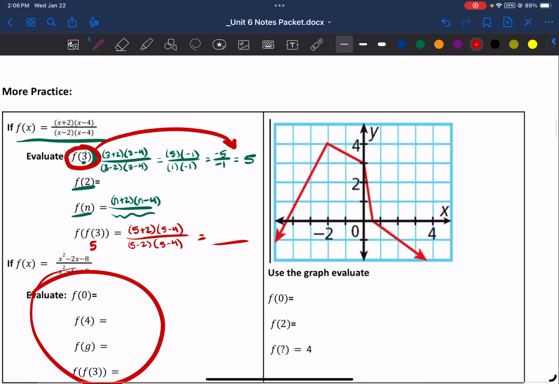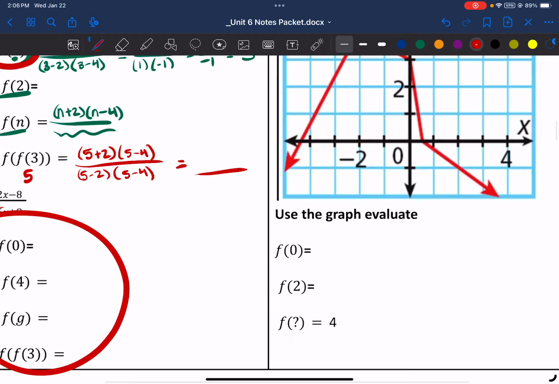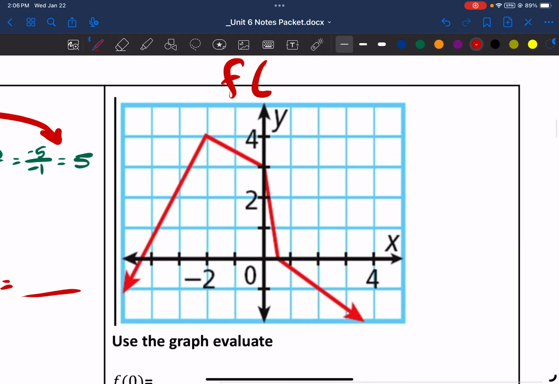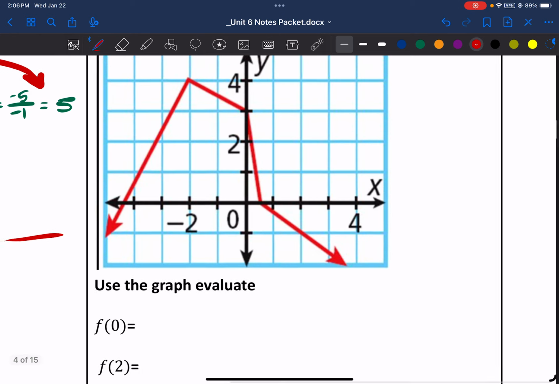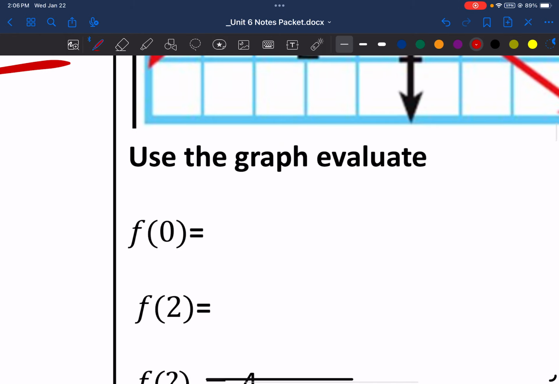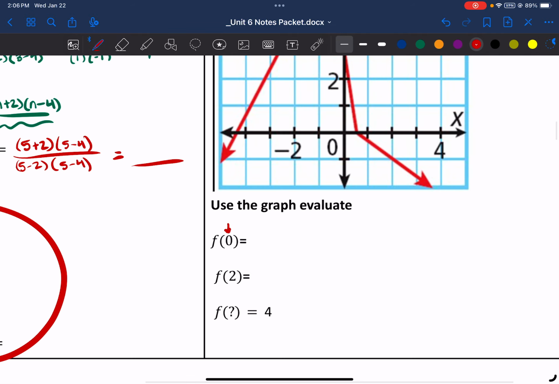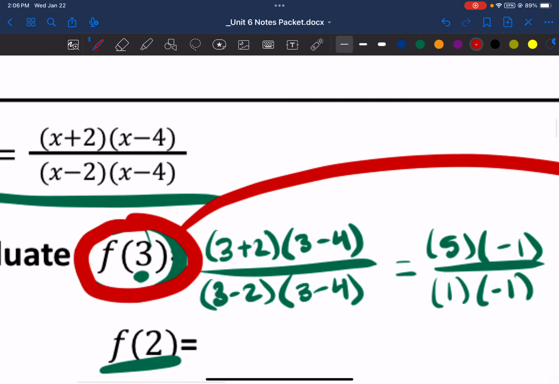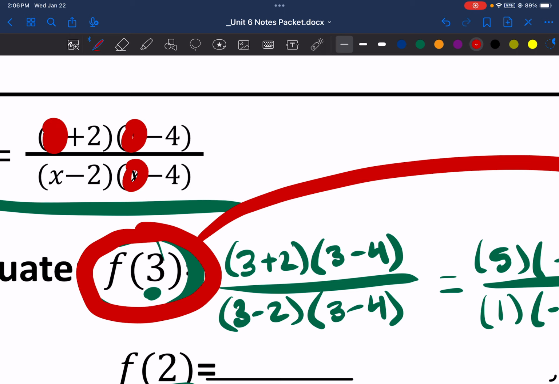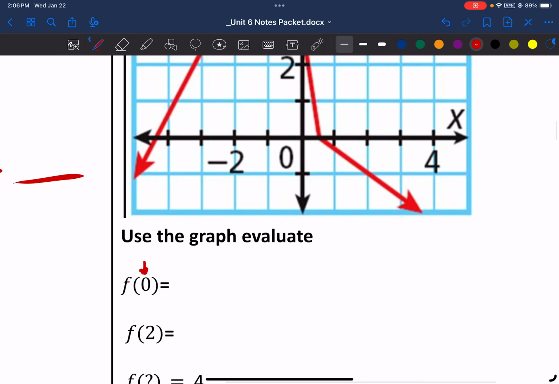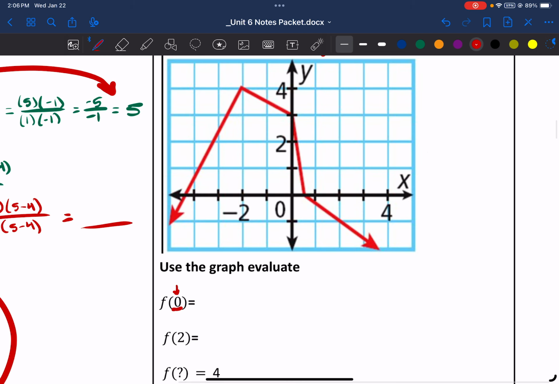Now what about graphs? If I have f of 0, and this is the function, this is f of x, it's just in graph form. Don't let it scare you, this is super easy. If I'm plugging in a 0 into f of x, I'm putting that 0 in for what letter? X. So what we want to do is find where is 0 on the graph for x. Right there. That's 0. And then where is the actual function? If this red line is the function, it's right there at 3.